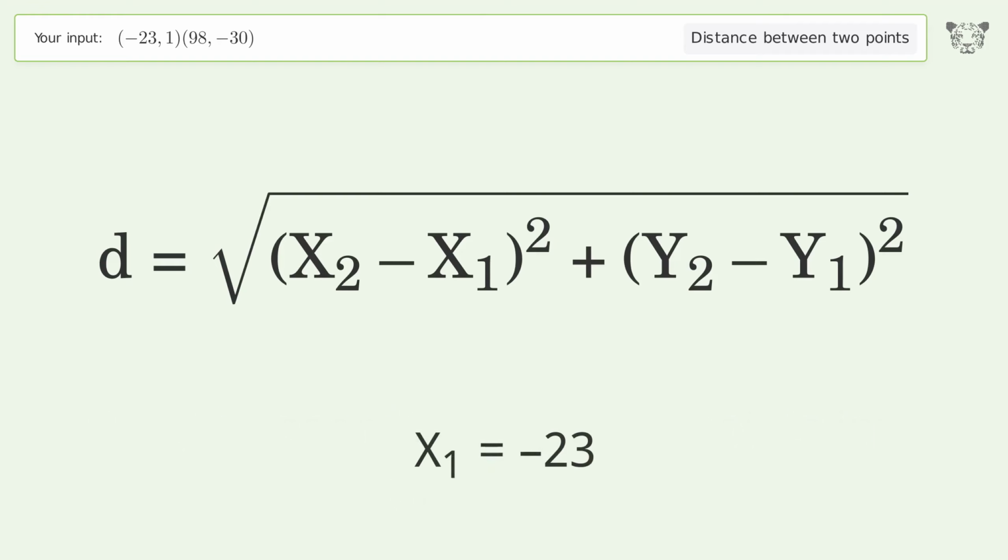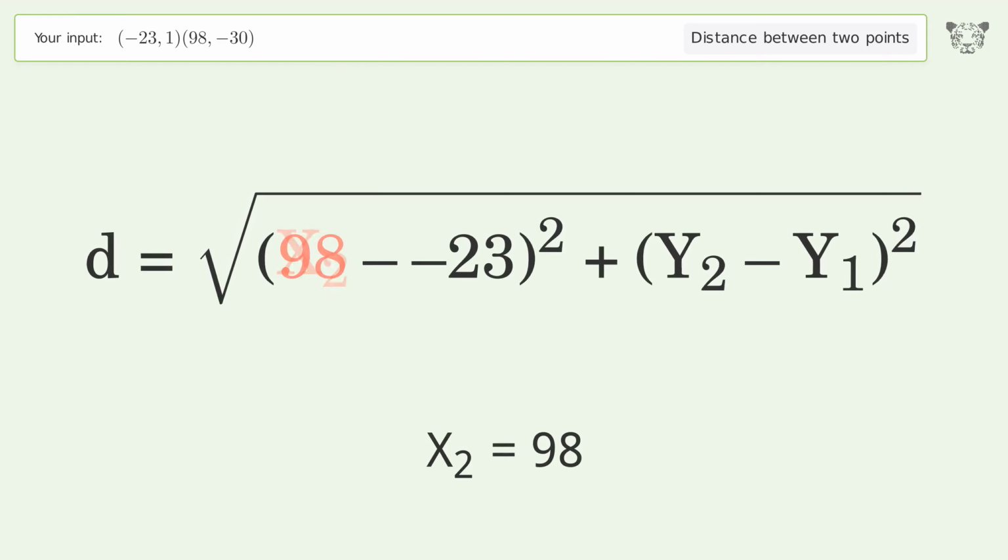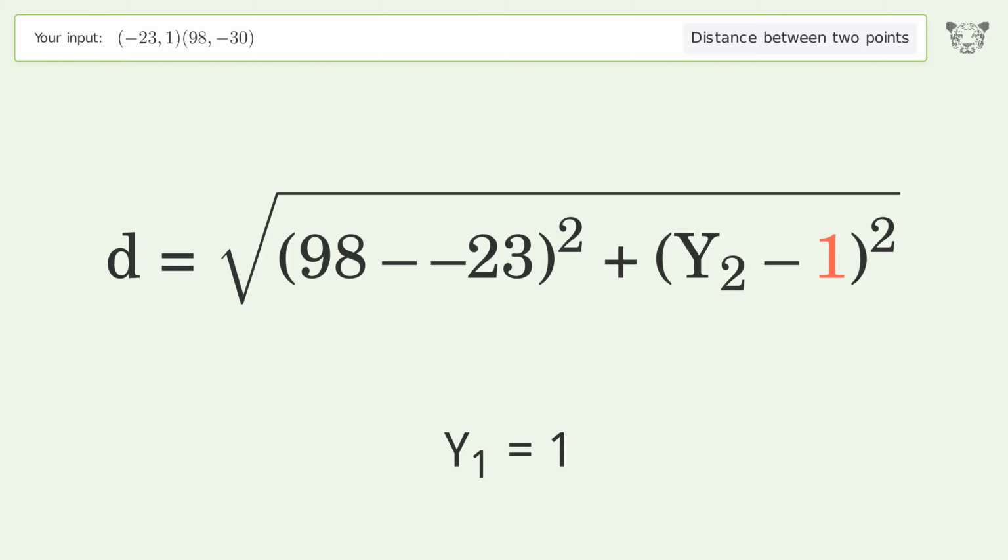x1 equals -23. x2 equals 98. y1 equals 1. y2 equals -30.